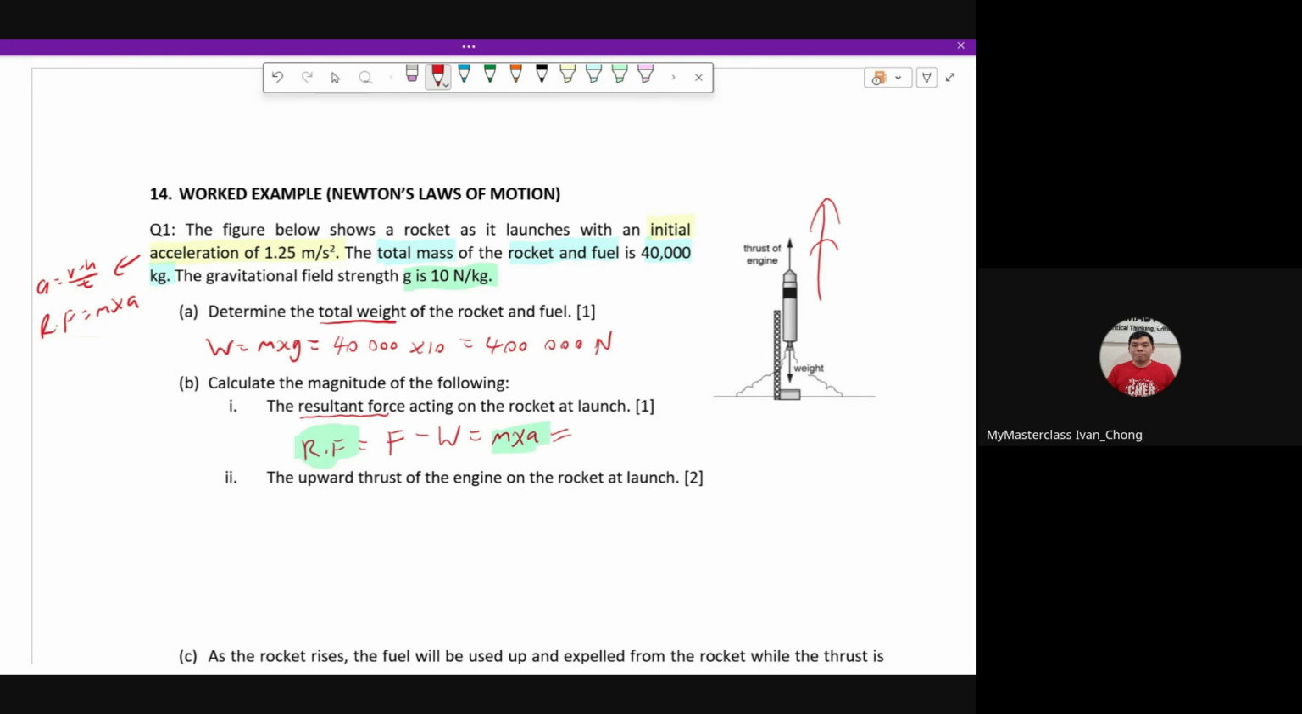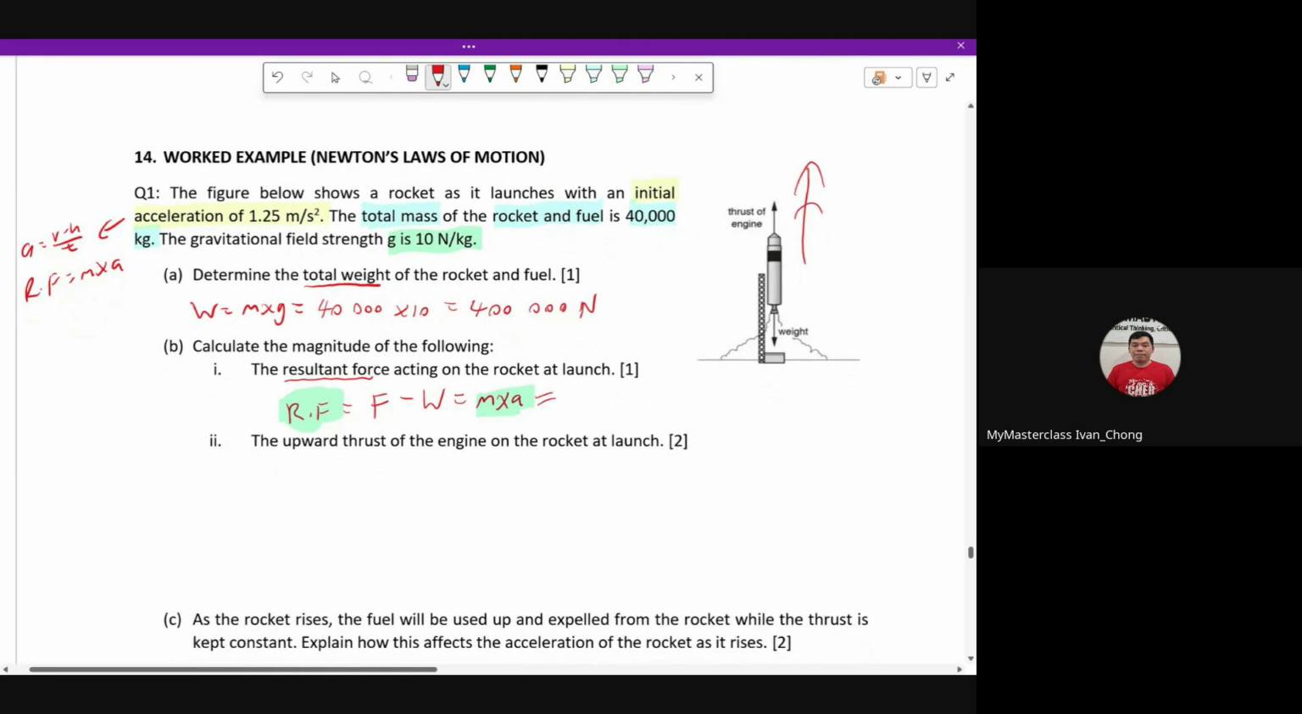That's why we memorize the full formula, because we just need to look at which one we have and which one we can use to solve. The question just wants us to find the resultant force. We can straight away use F minus W if we have the numbers, but in this case we have m and a, so we just use m times a. So m is 40,000, and they tell you that your initial acceleration is 1.25. So you end up with 50,000. Just be careful, because there's a lot of numbers involved. Typically, if I have 3 zeros, I will leave a gap in between, like what you see up there.